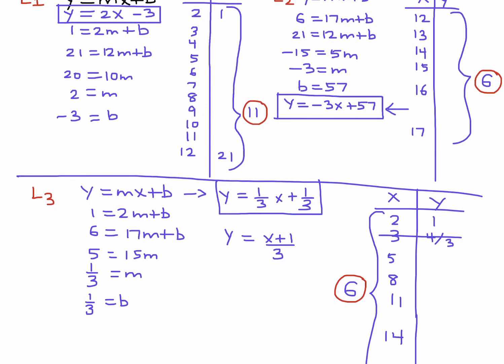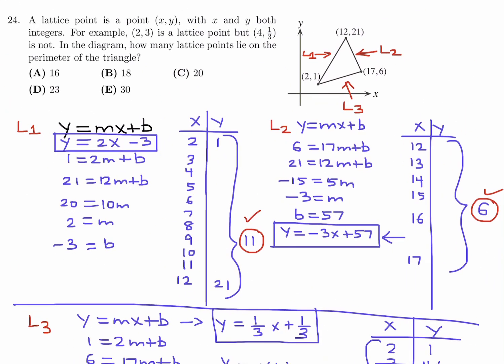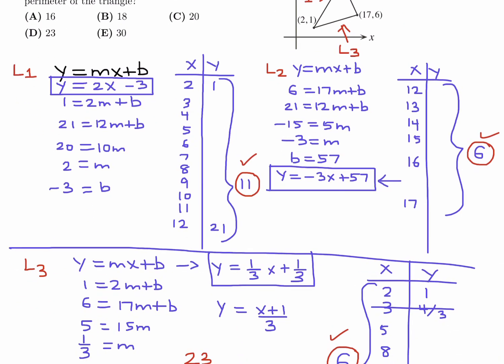So let's see, how many did I get in total? I got 11, 6, and 6. 11 plus 6 plus 6 is 23. But please take a little bit of time before circling 23 and moving on. Why? Because 23 is not the right answer. You say, well, why? What's the story here? You did everything correctly. I followed everything.